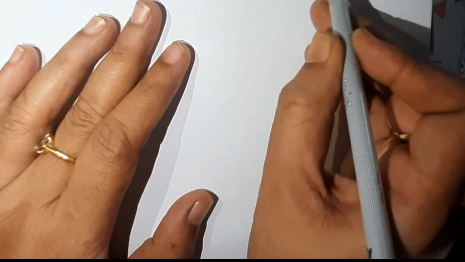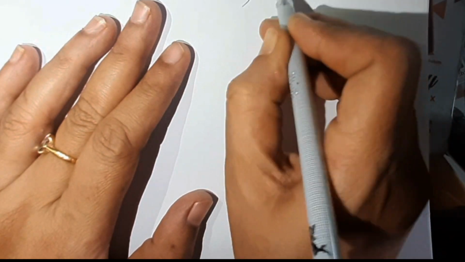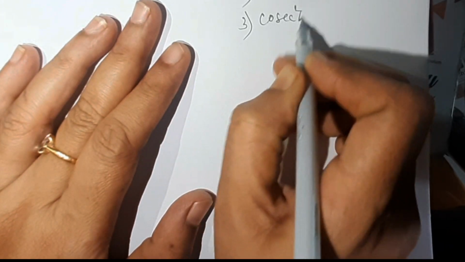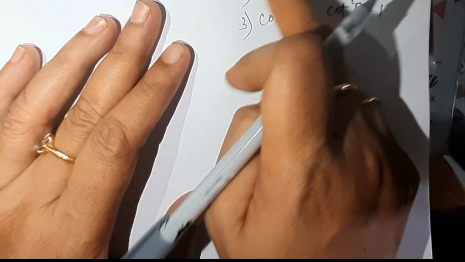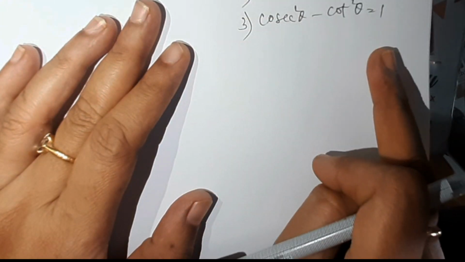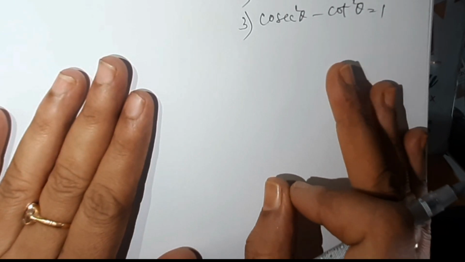So first one is sin square plus cos square is 1. Second one is sec square theta minus tan square theta is 1. And third one, cosec square theta minus cot square theta is also 1. So always use these identities. Have the habit of writing it in the side so that you can apply them easily.